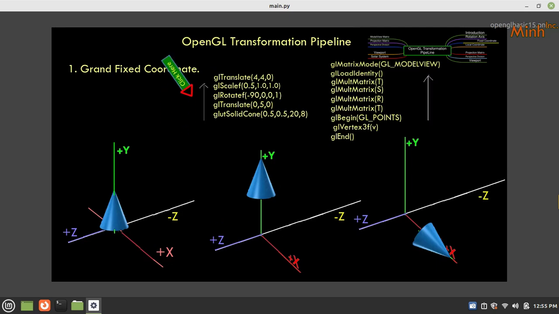There are two ways, and we'll talk about both. Now let's see the transformation, what we actually want. I have code like this: glTranslate, scale, rotate, translate, and then draw the model. In actual mathematics, this happens in reverse; matrix multiplication happens in the reverse way.